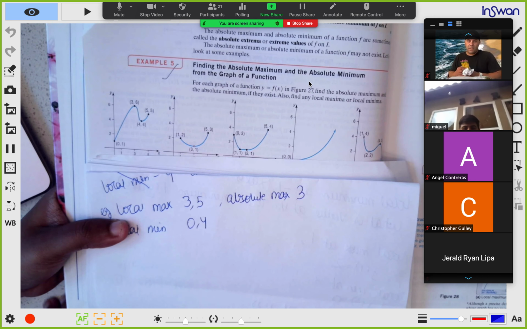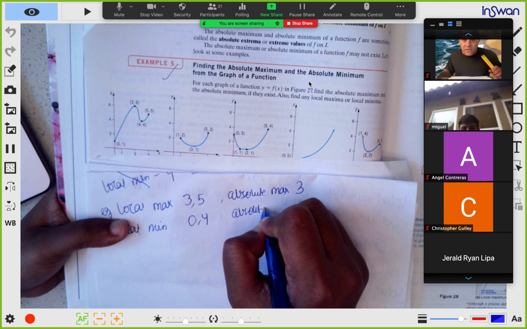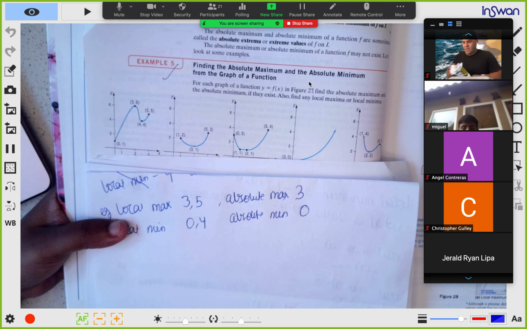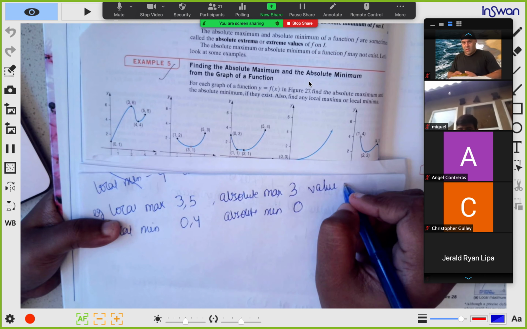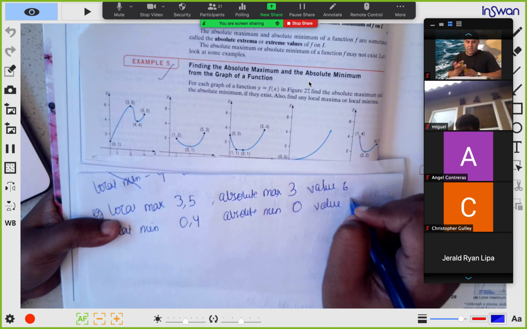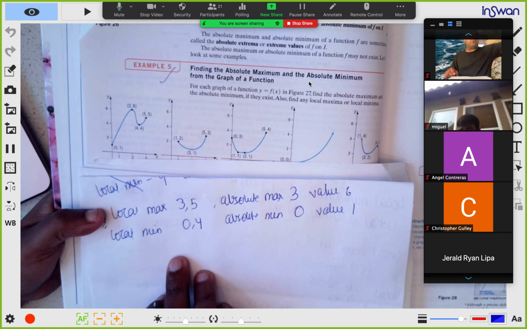What about absolute minimum? 0. Yes, perfect. And what's the value at absolute maximum? 6. And what's the value at minimum? 1. Perfect. You got it. Did everyone get this or no? So they are considering these also as maximum and minimum.